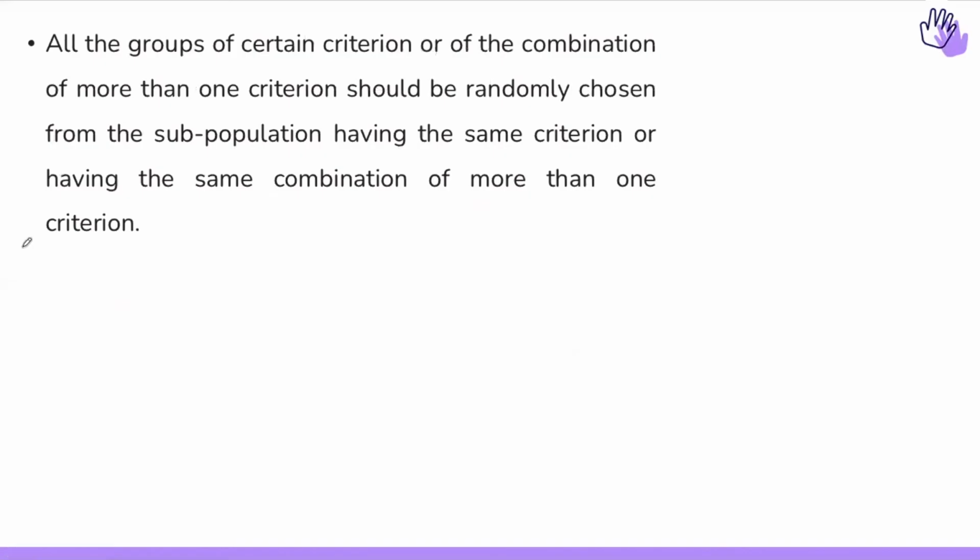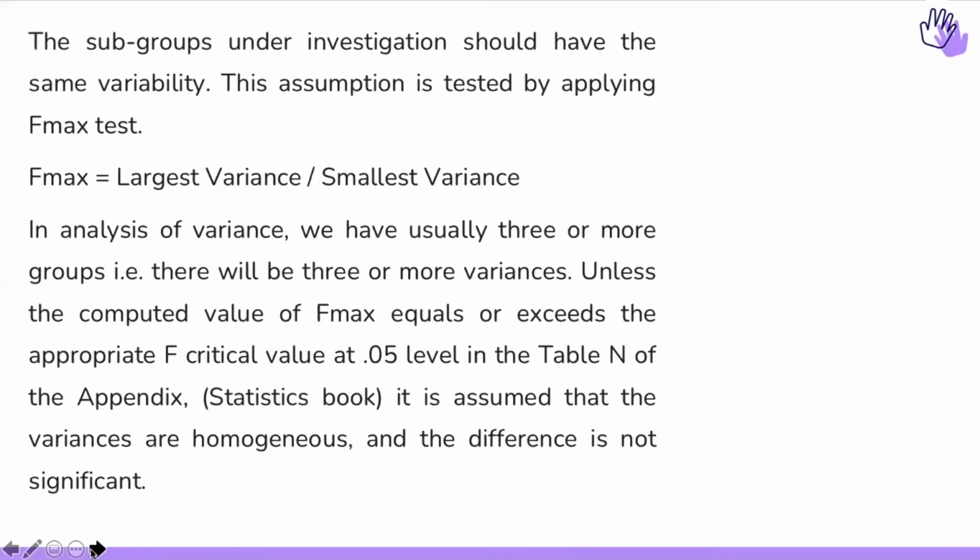The other assumption is that all the groups of a certain criterion, or of a combination of more than one criterion, should be randomly chosen from the subpopulation having the same criterion or the same combination of criteria. These are some assumptions that need to be satisfied in the case of analysis of variance. And the subgroups under investigation should have the same variability. This assumption is tested by applying the Fmax test. What is the Fmax test? It is given by the largest variance divided by the smallest variance.